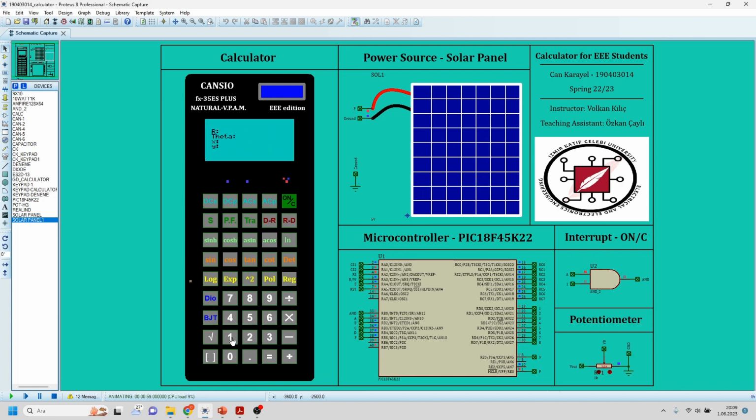Rectangular to polar form. We can see the real and imaginary part on the LCD screen. By using angle conversion keys, we can convert from degree to radian and vice versa. Degree to radian. And radian to degree.